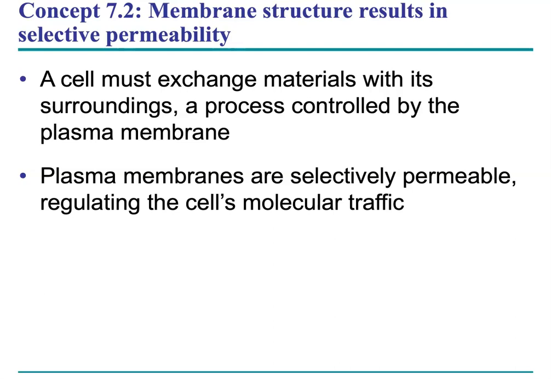One of the very important tasks of the plasma membrane is to control what materials go in and out of the cell, and this is why the plasma membrane is selectively permeable. Its polarity gives it an ability to be selectively permeable.